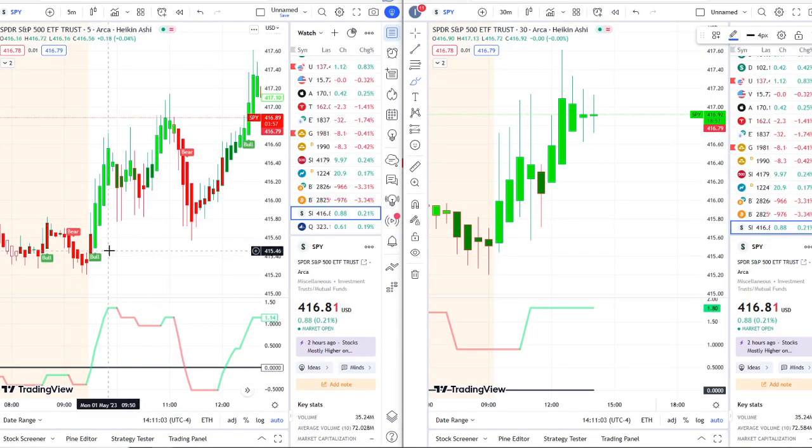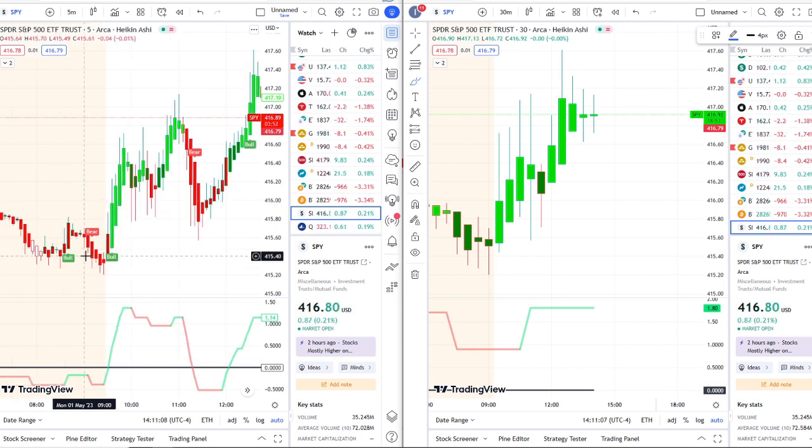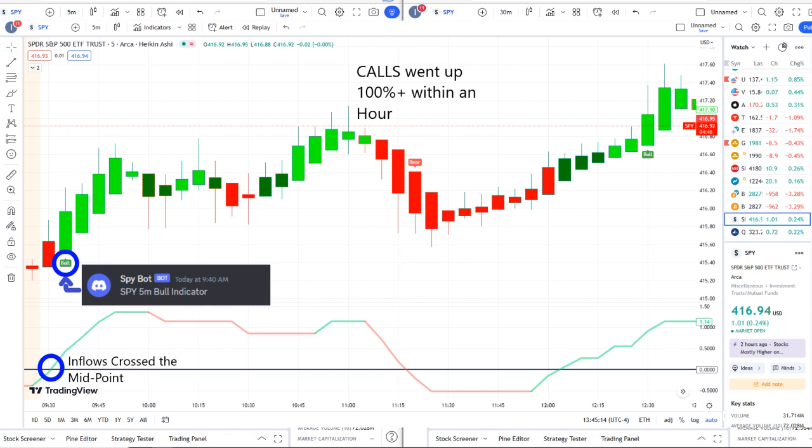So on the 5-minute, early on in the morning, it was actually sitting sideways and pulling downwards. And right at the bell, as you see it there, pushing upwards, a bull indicator, inflow crossover. And as you see it popping up there on the screen, our SPY bot sent out a bull notification at 9:40 a.m. And from that moment forward, the inflows crossed over. And within an hour, call options went up 100% plus, guys.